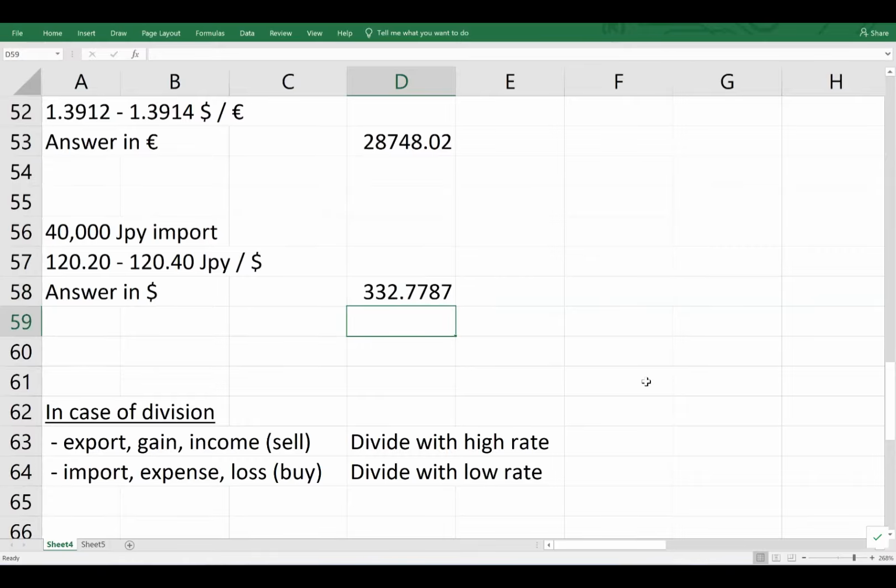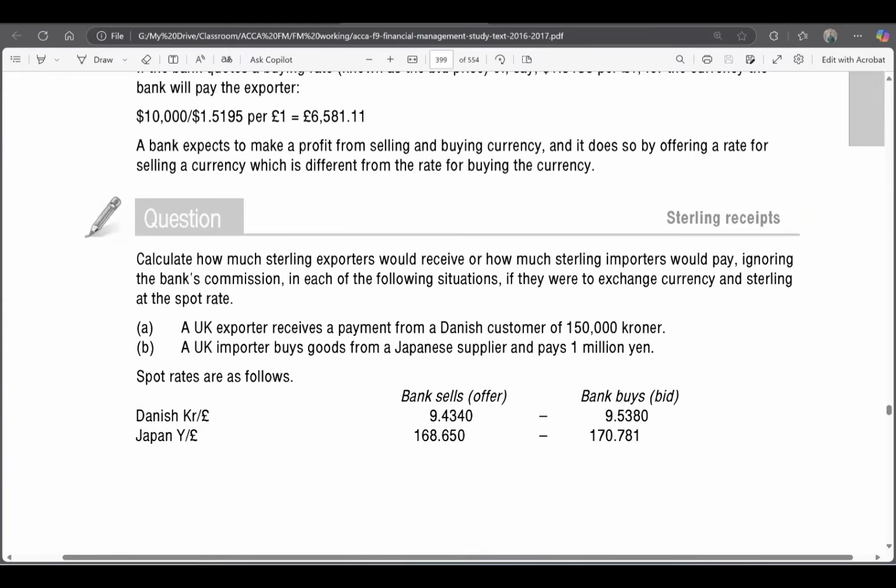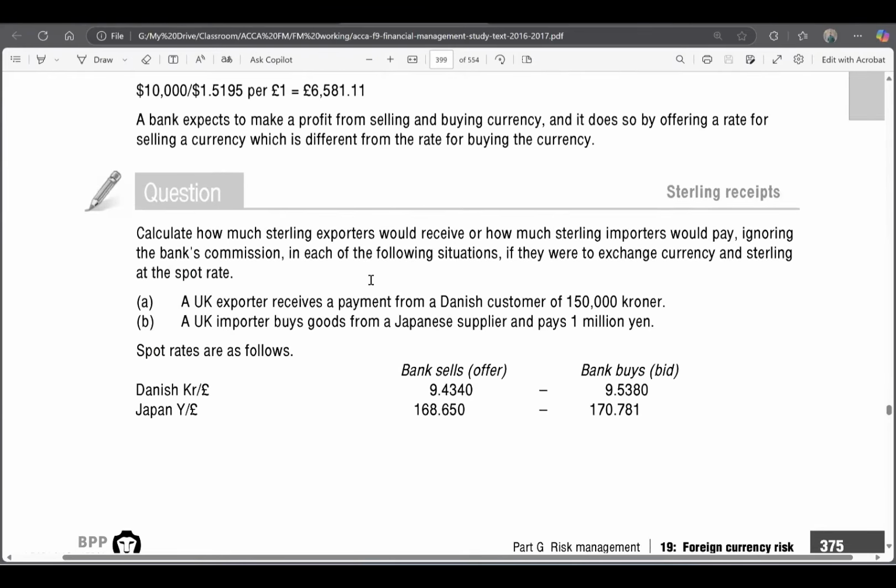Okay. Now, let's practice some questions from the 1FM book. Okay, can we solve this question? A and B, both cases?